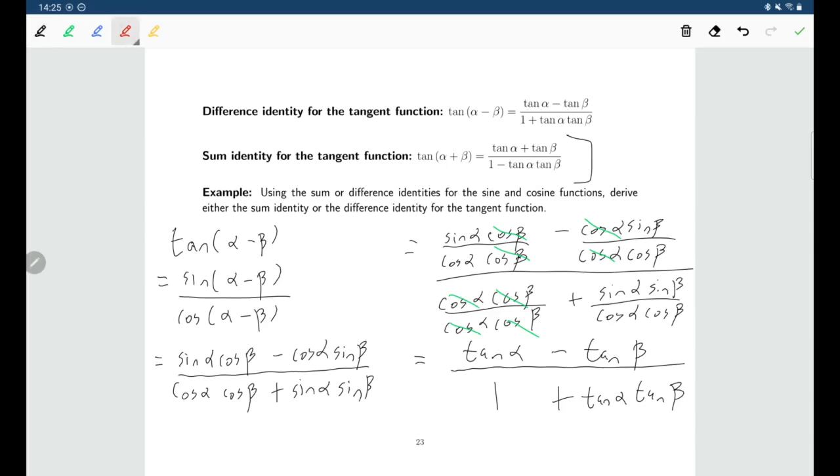Now, as far as the other identity goes, if we wanted to show this one instead, the steps are pretty much the same. We'd be looking at tangent of alpha plus beta, which would mean we would have sine of alpha plus beta over cosine of alpha plus beta. And all that's really going to do is change the signs. Sine of alpha plus beta, that sign would be a plus. Cosine of alpha plus beta, that sign would be a minus. So you can see that without too much work, you would get exactly the identity that we have for the sum identity for the tangent function, basically doing the same steps, just this time with sine of alpha plus beta and cosine of alpha plus beta.